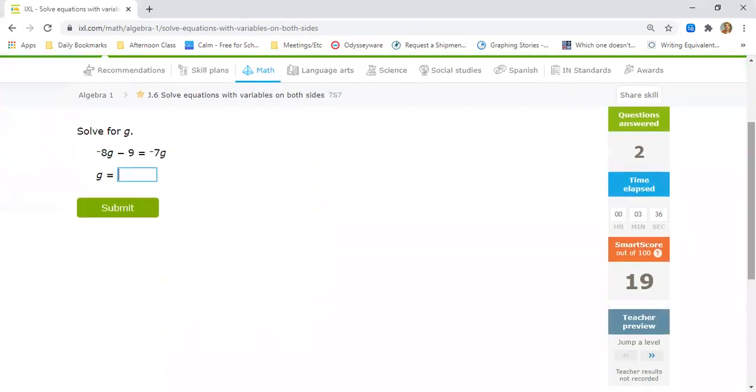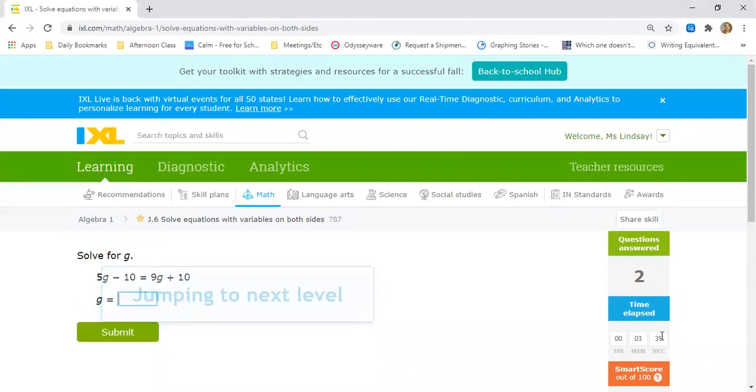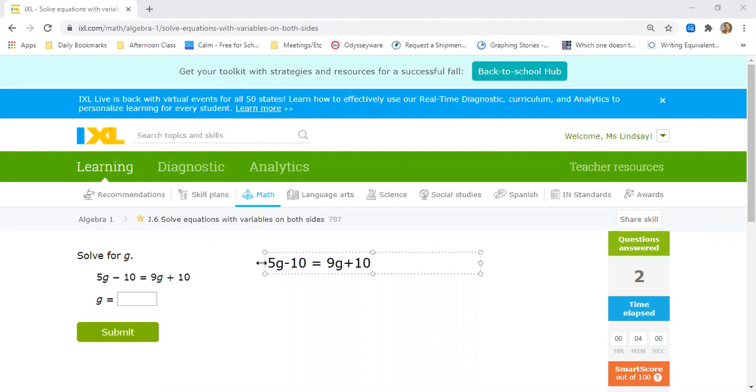So let's bump it up a notch. Okay, so now we see we're going to have constants on both sides too. This one's going to be pretty straightforward. 5g minus 10 is equal to 9g plus 10. So we're going to need to get those variables on the same side, and then it's going to be a two-step equation. And again, it does not matter which side you put them on, but you do not want to move everything to the same side.